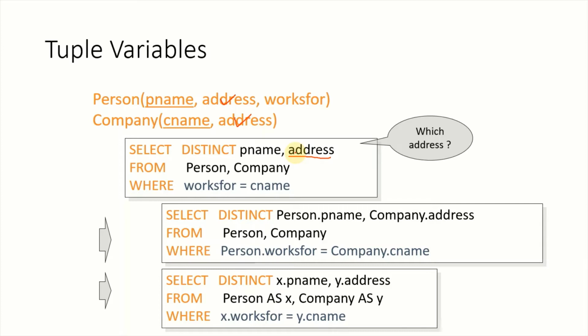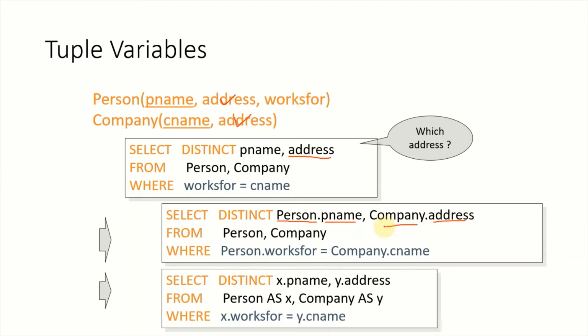This is ambiguous actually. So for this purpose we must also type the table name with the attribute, so that this must be clearly defined. So here we have bname with person and address with company.